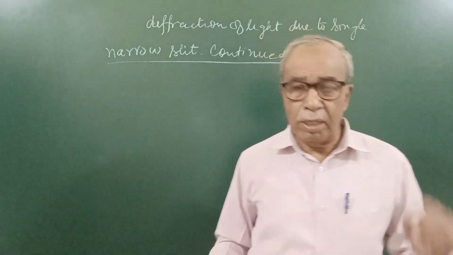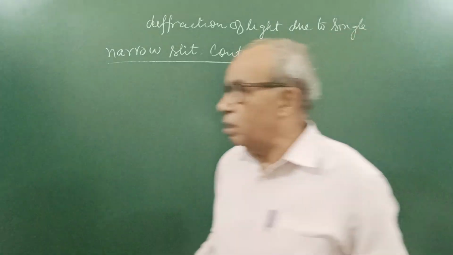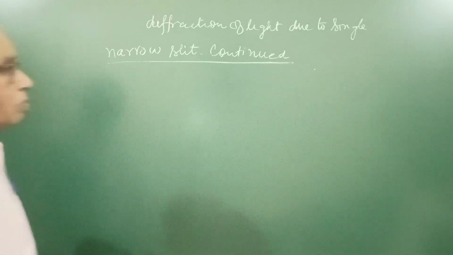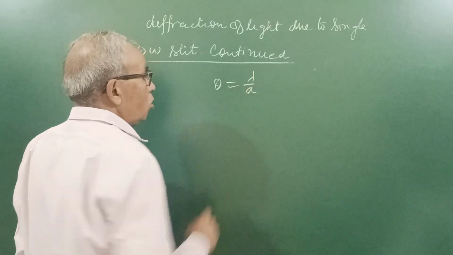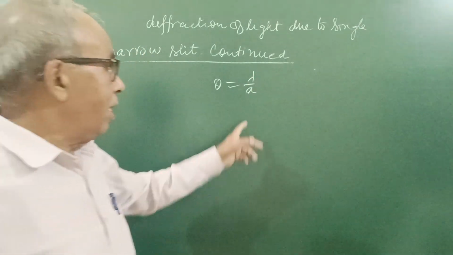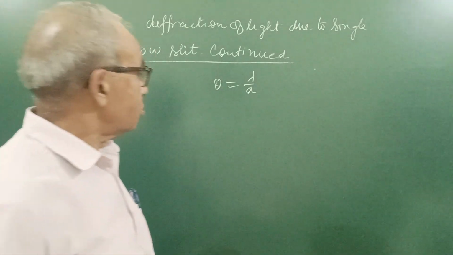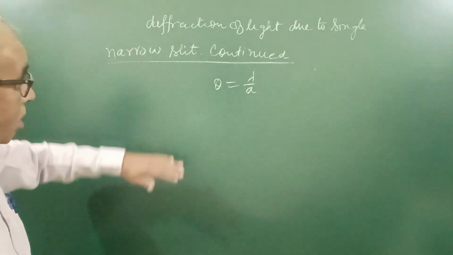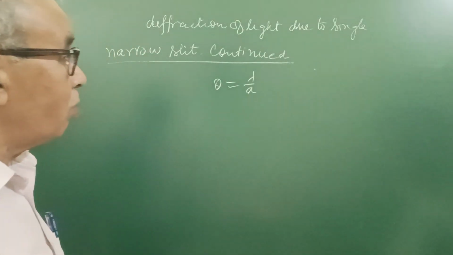Yes, dear student, in the last video I was telling you about diffraction due to a single slit, and I derived the formula for angular spread theta equal to lambda by a. And I told you that when lambda is 6000 angstrom and a is 0.001 millimeter, then the angular spread is nearly 30 degrees. So I am continuing here the remaining part of that topic.